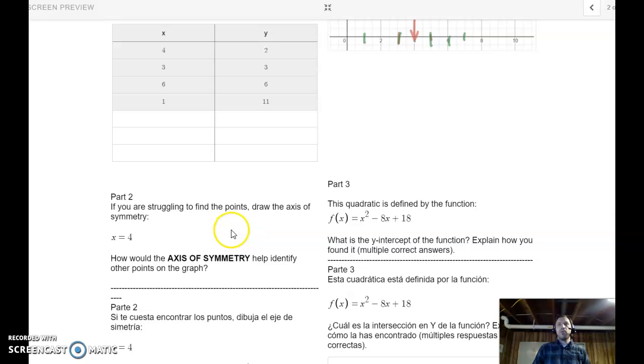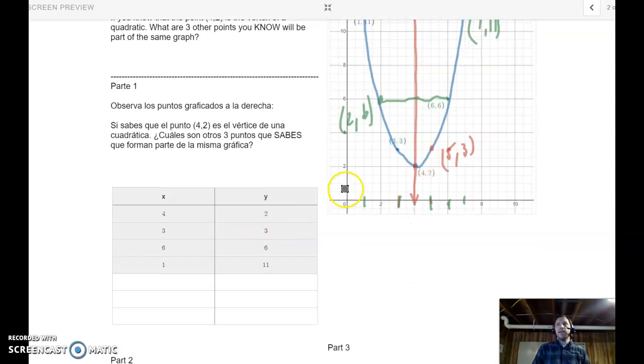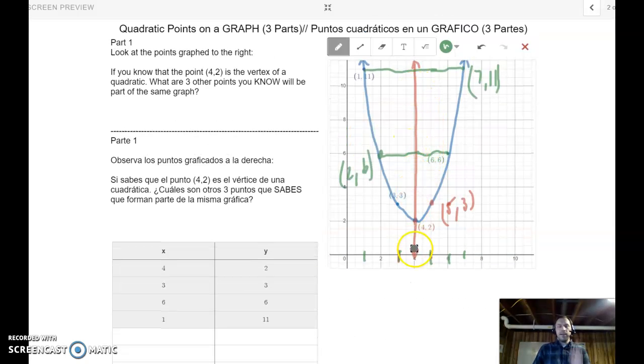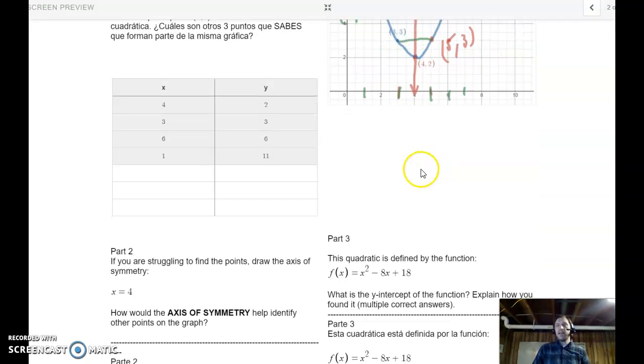If you're struggling to find the points, we said draw the axis of symmetry. That axis of symmetry right there makes it reflective on each side. So if it's over here, it's going to be the same distance there. Over here, the same distance there, and over there, the same distance to that side.